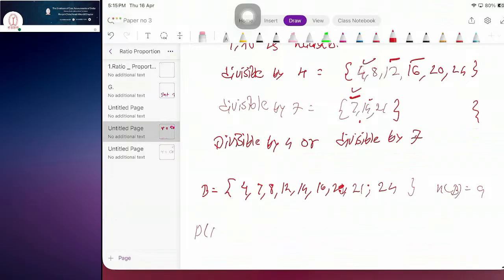So that probability of B will be total number of numbers 9 out of the total value, 4 or 7 out of number, so 9 divided by 25.